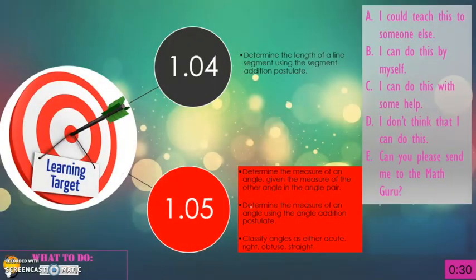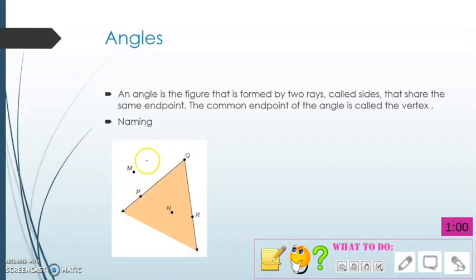All right, so next up is all things dealing with angles. An angle is a figure that is formed by 2 rays, called sides, that share the same endpoint. The common endpoint of the angle is called the vertex. So here in this diagram, the vertex is Q, and the name of this angle is angle PQR. That order matters. The vertex needs to go in the center. Angle PQR is made up of the 2 rays, ray QP and ray QR.